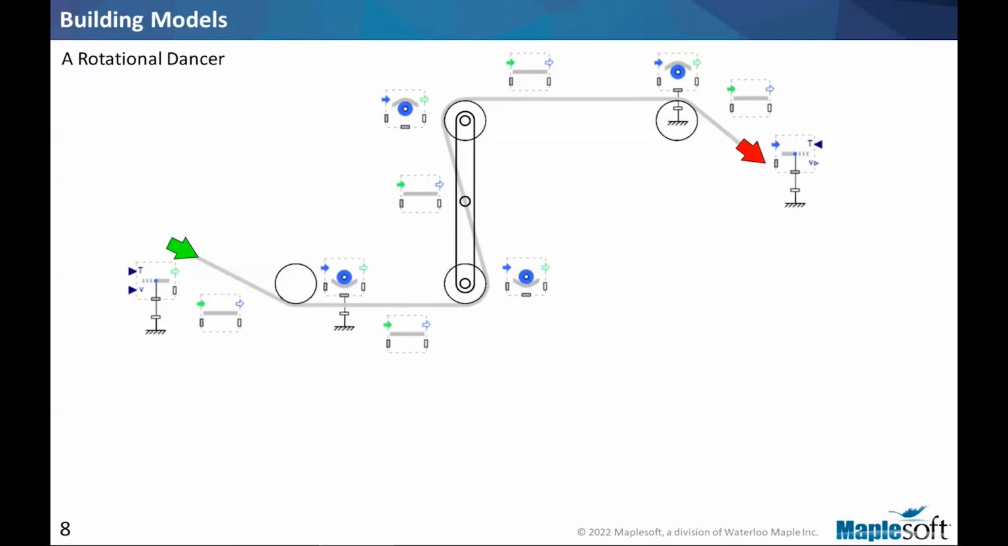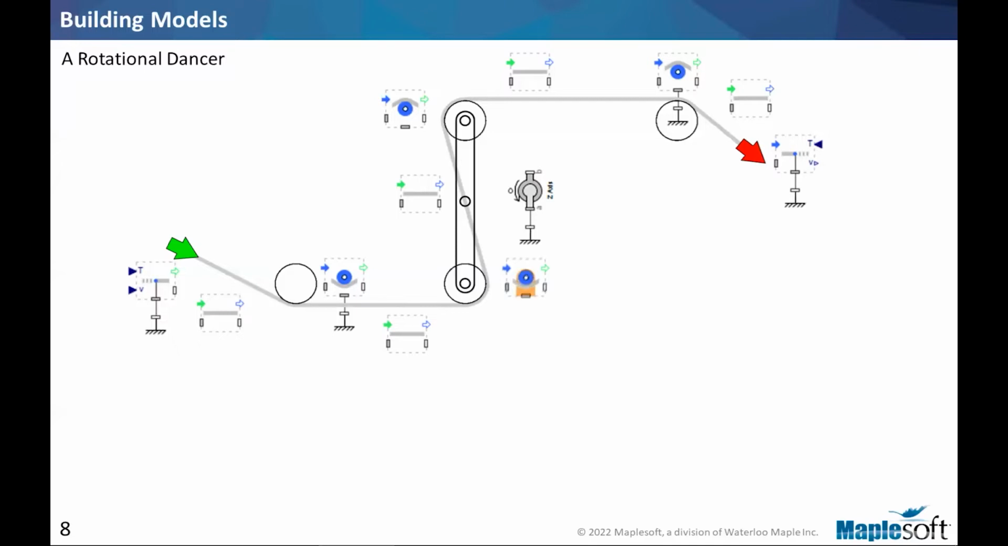Now the 2 rollers in the middle, they're not fixed. They actually rotate with respect to a pivot point. So there's a component for that as well. So there's a revolute joint and a fixed point. So that takes care of the pivot point.